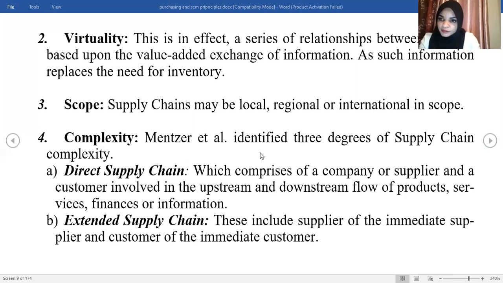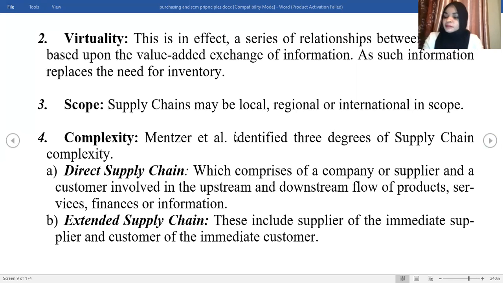So let's say you are doing a business in Kenya. You are doing the business within Kenya, and you have a chain of various organizations or various branches within the Kenyan context. Then that is an example of a local chain.